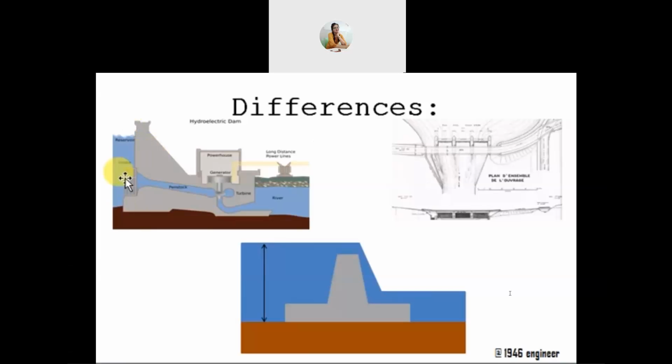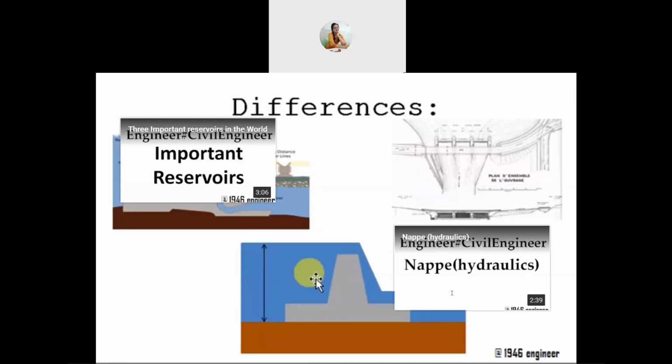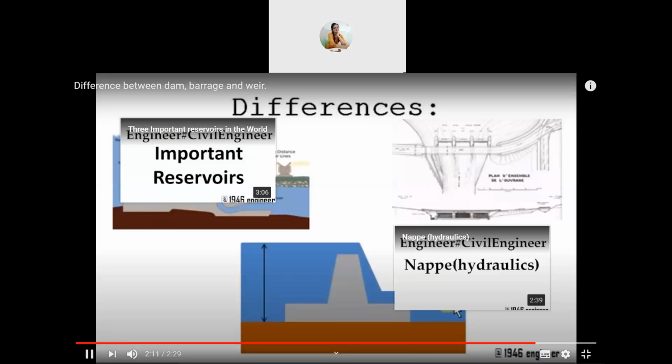Dam is a heavy hydraulic structure where the water is raised up to several hundred feet in the reservoir and water does not overflow. In the barrage, the water storage is very few feet height and it is also because of the gates. And this is mainly a diversion structure, whereas in the weir, this water raised is very few feet height, but the water overflows the weir.